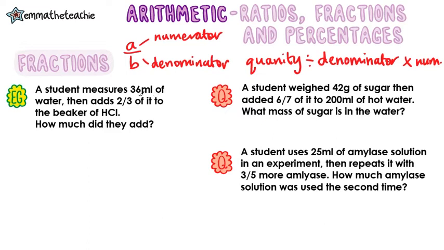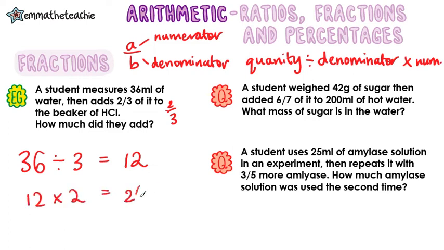A student measures 36 milliliters of water, then adds 2/3 of it to the beaker of HCl. How much did they add? Okay, so our quantity is the 36. We've got 36 milliliters of water. And then we want 2/3 of it. So what we're going to do is divide by the denominator. 2/3 looks like that, so the denominator is 3. So we do 36 divided by 3, and that gives us 12. And then we want the 2 of it, and that's the numerator. So we're going to do 12 times 2, which just gives us 24.